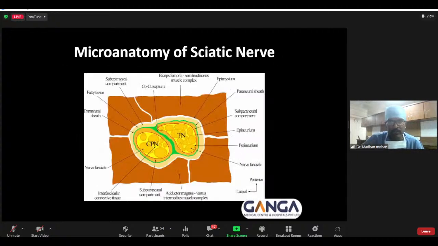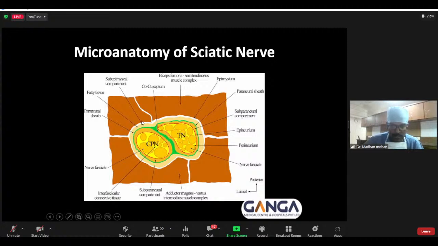Coming on to the microanatomy of the sciatic nerve, this is one of the important points to be noted in the popliteal sciatic region. As you can see here, it has two compartments: the subepimysial perineural compartment and the subparaneural compartment. In this picture, the green line is the paraneurium, the paraneural sheath. The sciatic nerve has two components, the tibial nerve and the common peroneal nerve. These two are not functionally attached actually.